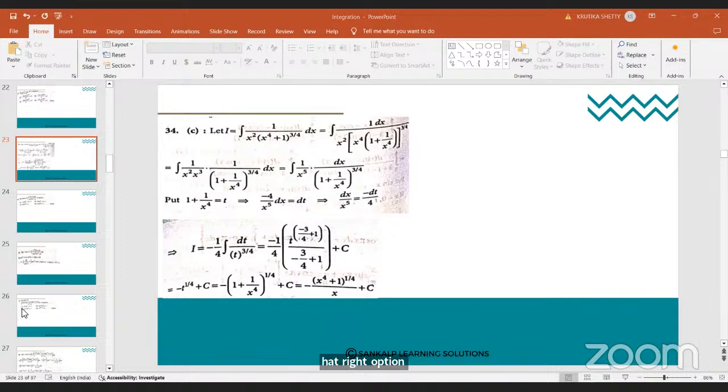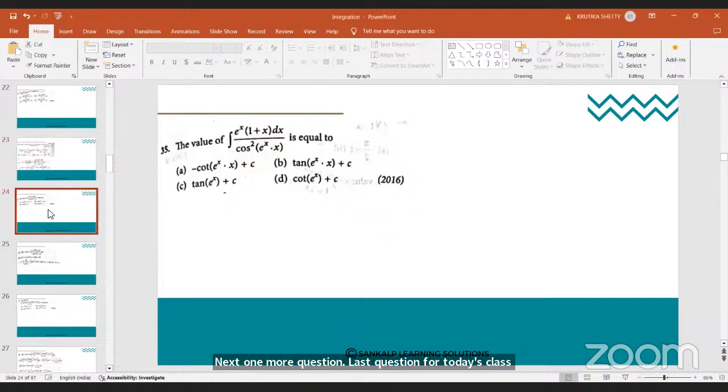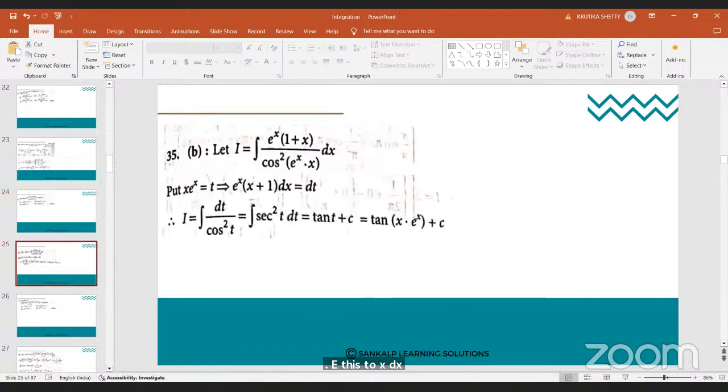Next, one more question, last question for today's class. So the next question is again the same: the value of e raised to x, 1 plus x divided by cos square e raised to x into x dx is equal to, so we need to simplify it by making use of the properties. Pay attention.